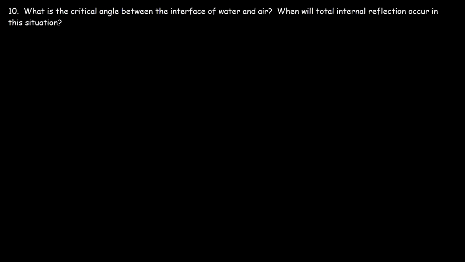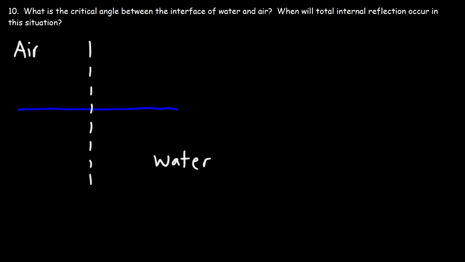Number 10. What is the critical angle between the interface of water and air? When will total internal reflection occur in this situation? So let's draw a picture. In order for total internal reflection to occur, the light ray has to travel from a material of high index of refraction to a material with a low index of refraction. So in the case of air and water, it has to start from water and travel to air, and not air to water, because water has a higher index of refraction than air.